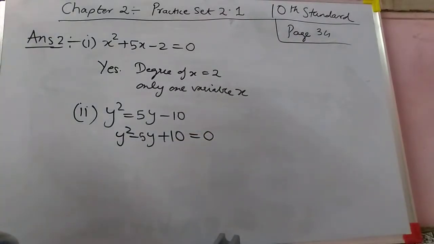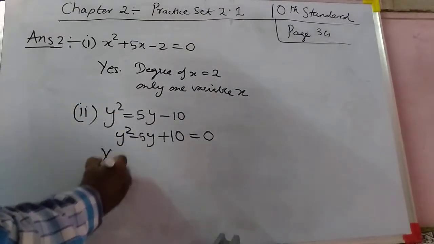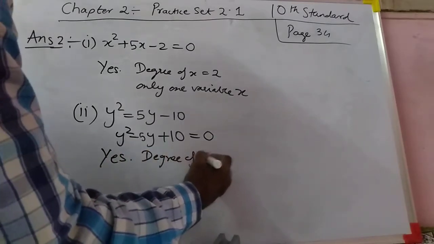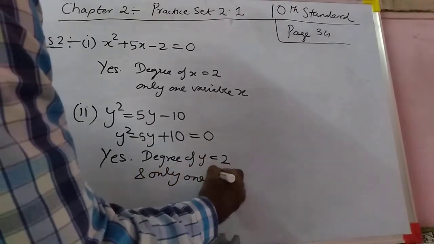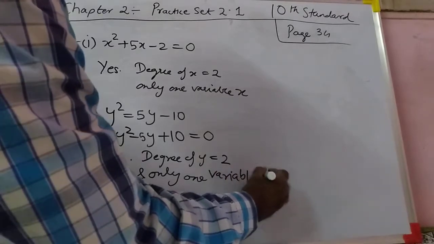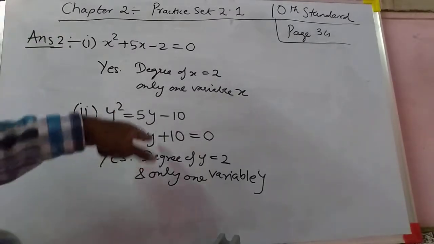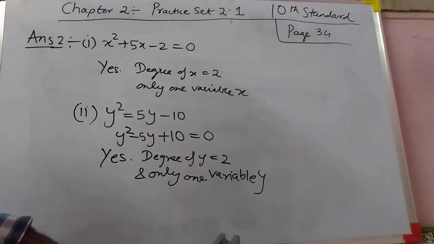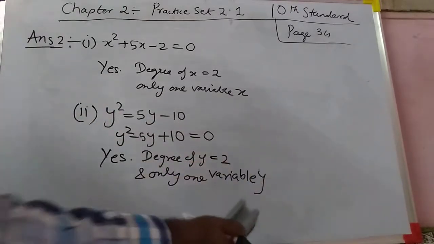Okay. So its degree is 2 and only one variable. So yes, degree of y is equal to 2 and only one variable y. ठीक है. So degree 2 होना चाहिए और एक ही वेरिएबल होना चाहिए. Otherwise it is not quadratic. Okay. So degree must be 2 and only one variable. This is the condition for quadratic.